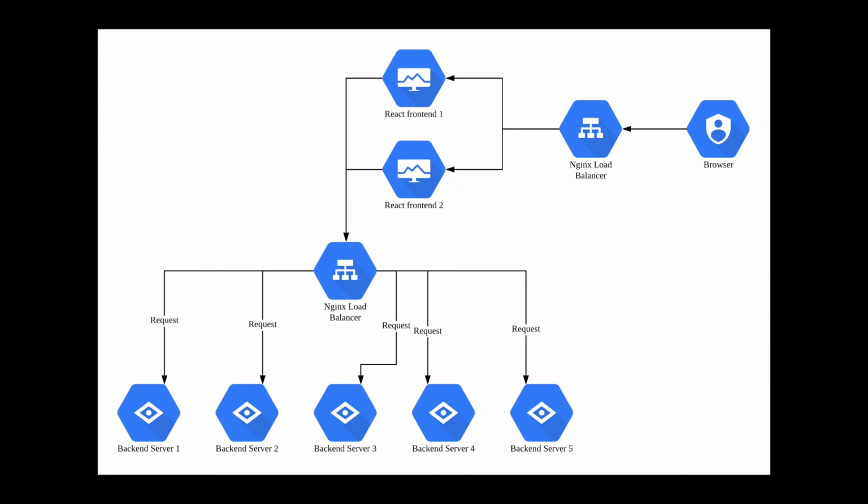So this is our architecture diagram. We have 2 front end and 5 back end servers. They are all load balanced, so that when one of the front ends goes down, there's another one to back up for it.